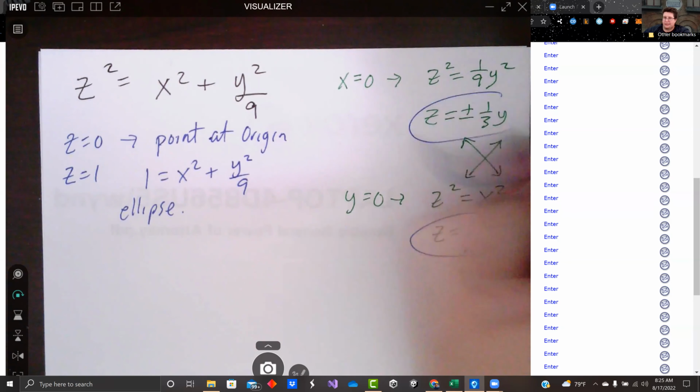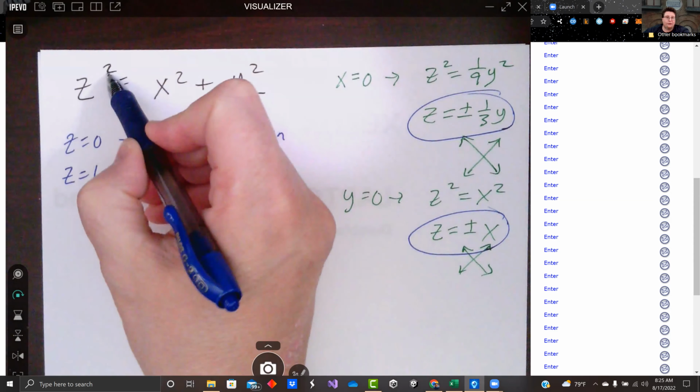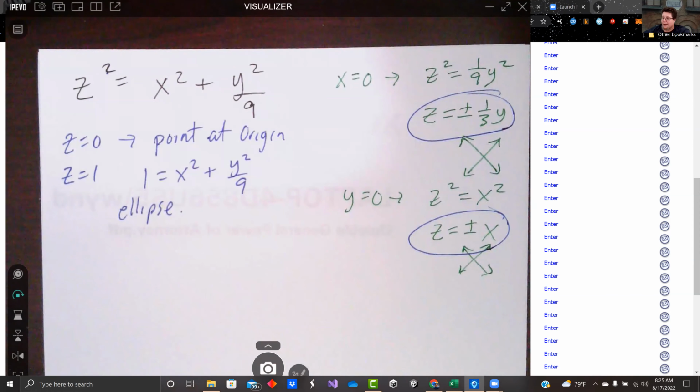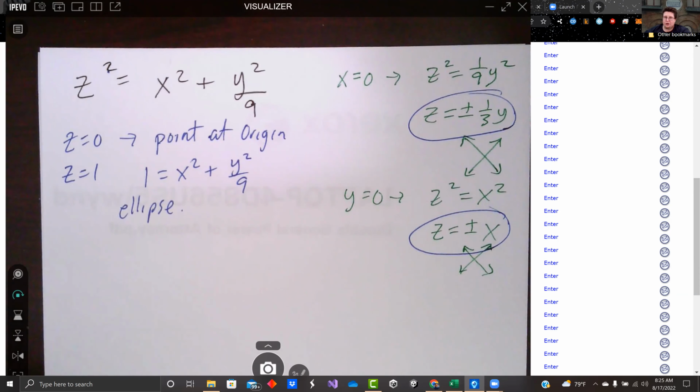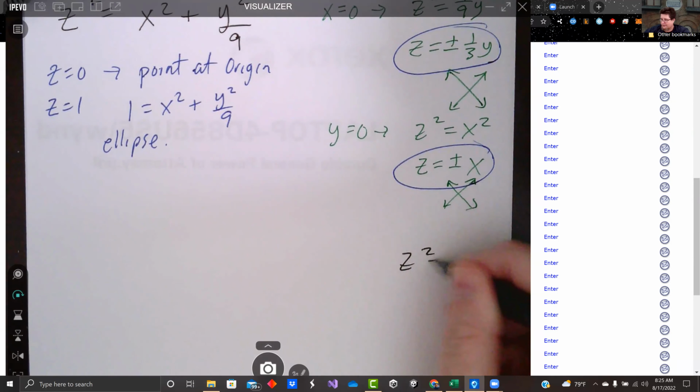We can see right here z can be negative, and that's simply because we have the square now. If it wasn't squared, z couldn't be negative. Since it is squared, we can have a negative. So let's try sketching this bad boy. I'll rewrite this down here.